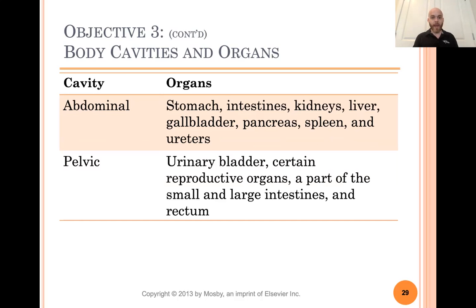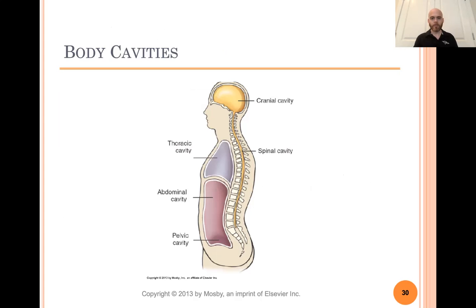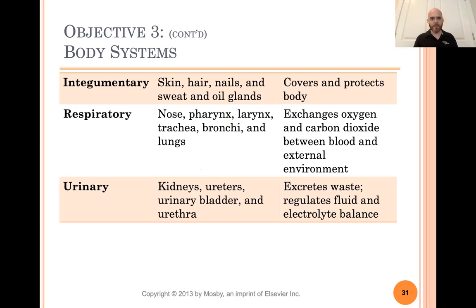Then we have the abdominal cavity, which has mostly some of your digestive tract, some of your urinary tract, and then our pelvic cavity, which is like our pelvic floor, at the bottom of our pelvis. You think of the pelvis as actually a bowl, and the pelvic cavity is the bottom of that bowl, and that holds the bladder, a lot of the reproductive organs, some of the small and large intestines, and the rectum. It's just a short, simple picture of the body cavities.